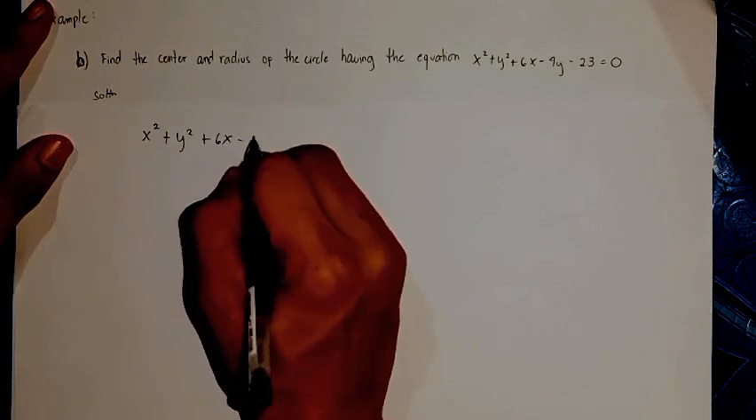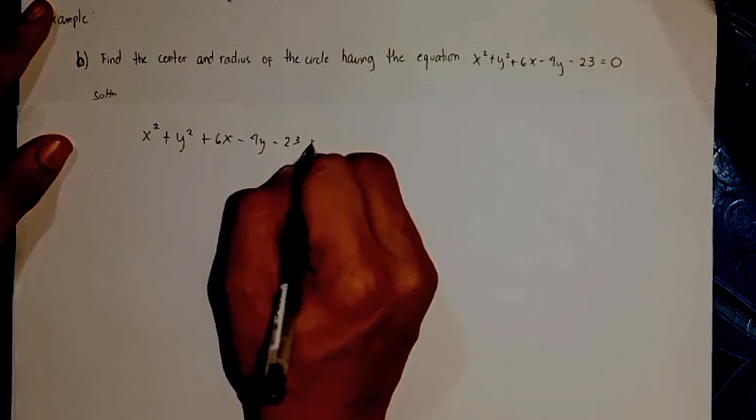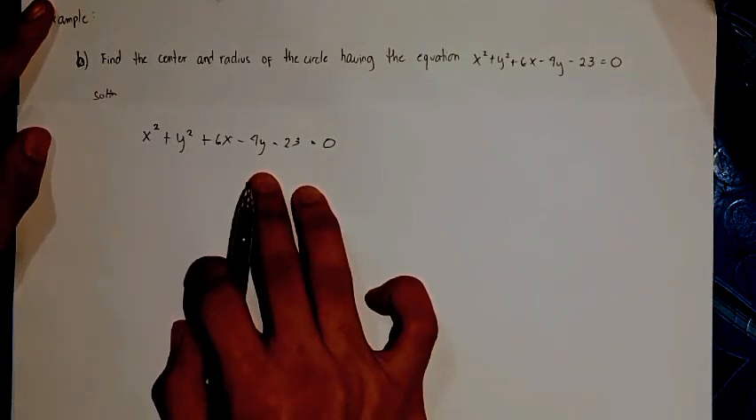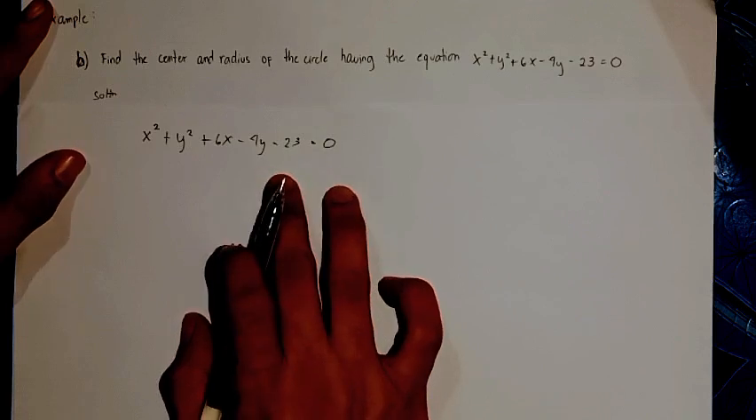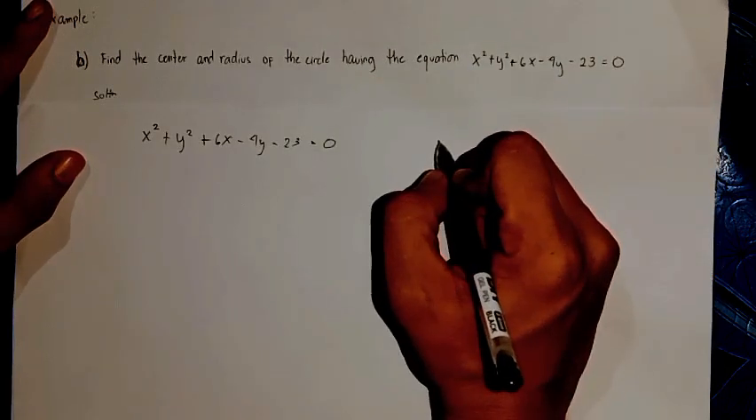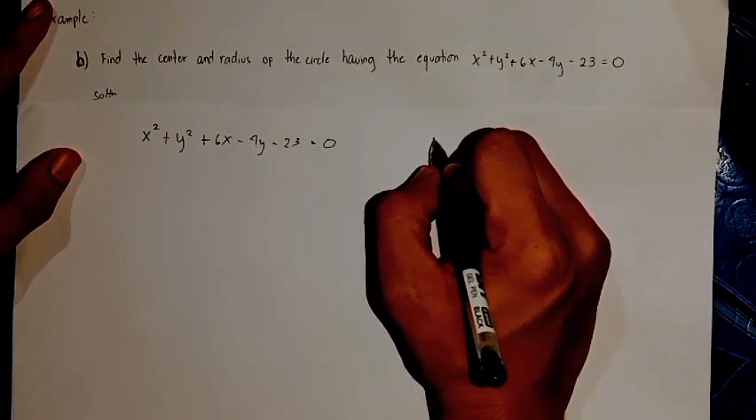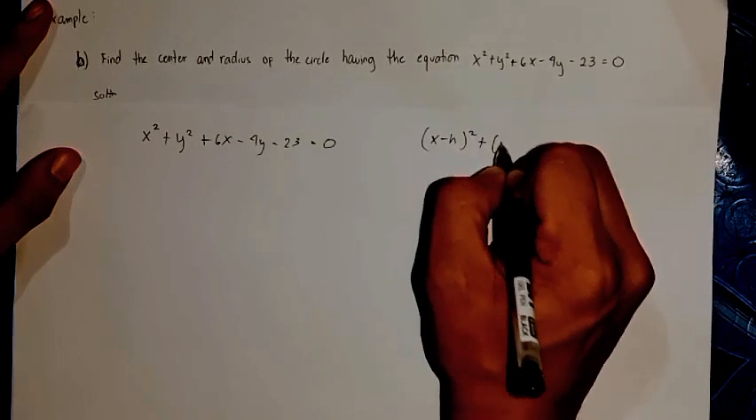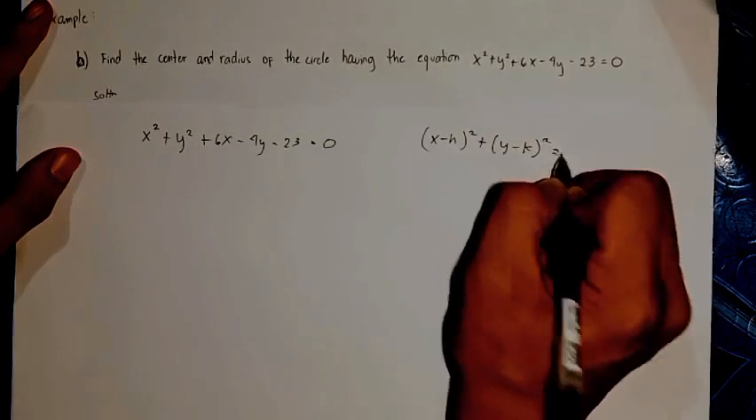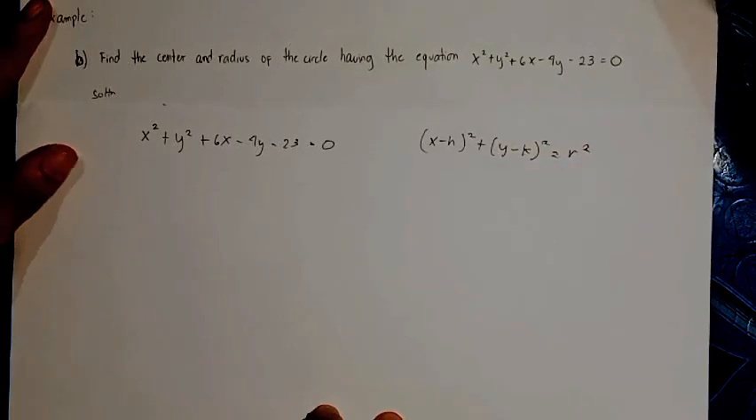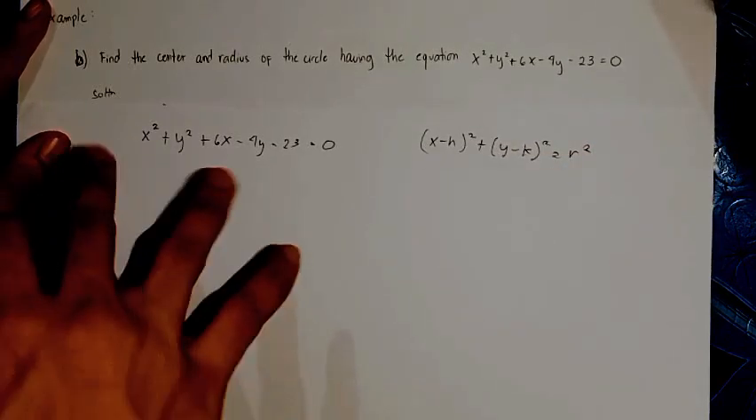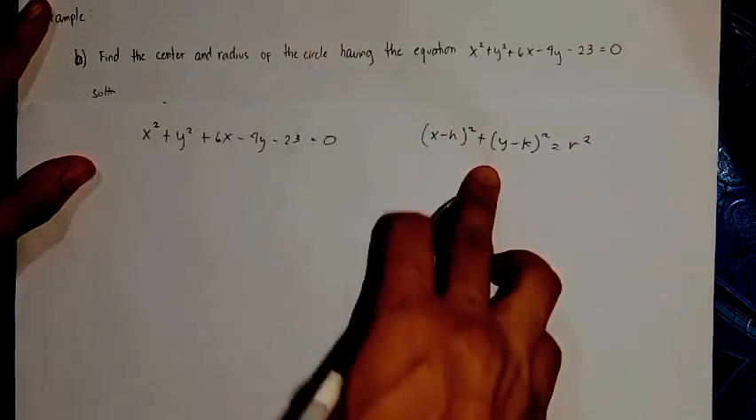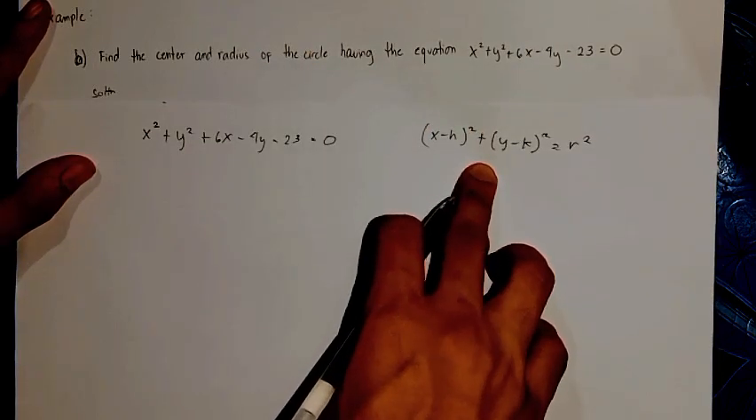As you can see, this equation is in the general form of an equation of a circle. The standard form of a circle is (x minus h) squared plus (y minus k) squared is equal to r squared. We need to manipulate this general form into standard form. Now, how to do that?